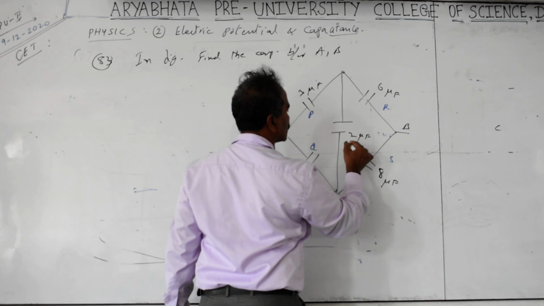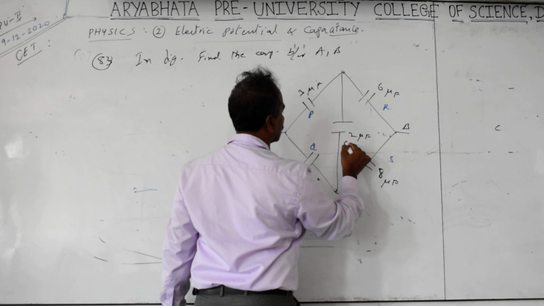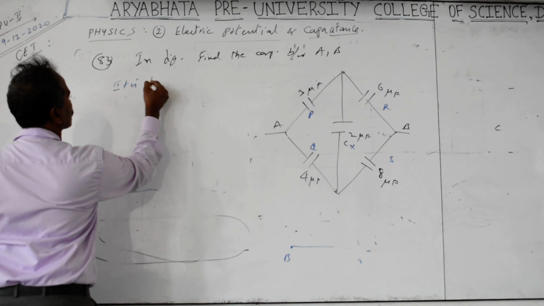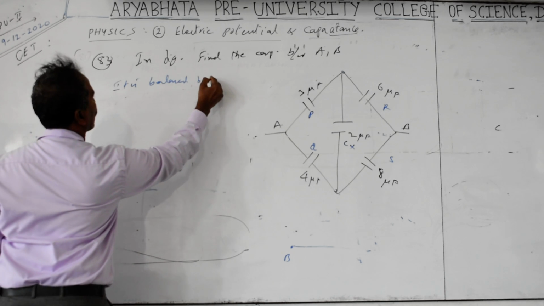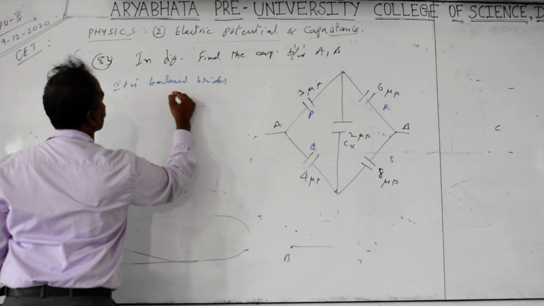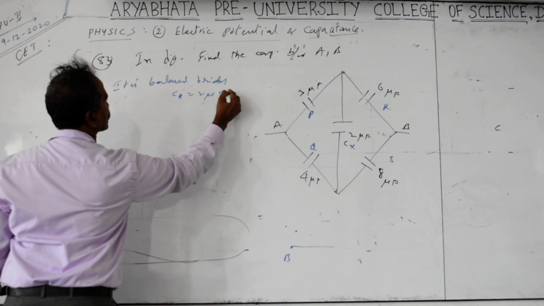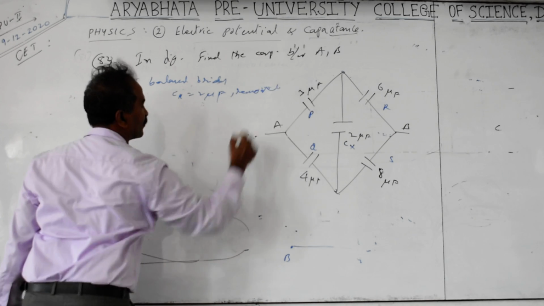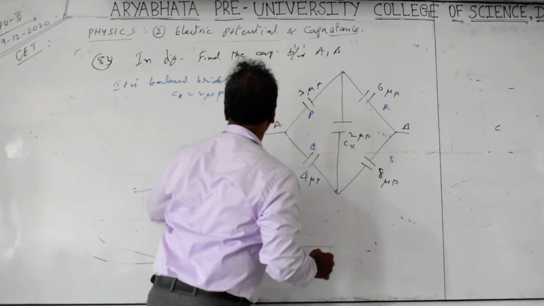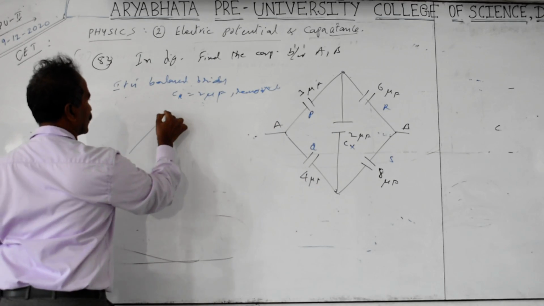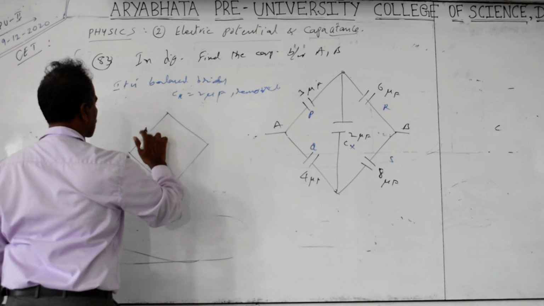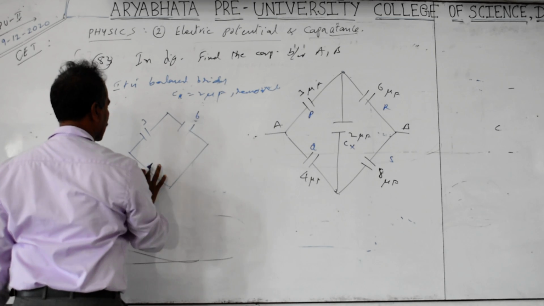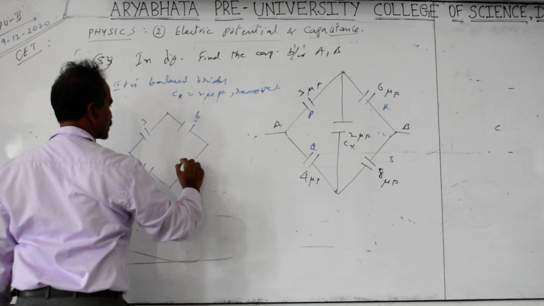What is this? I will take it as PQRS, and CX I will take. CX is removed. It is a balanced bridge. CX equal to 2 microfarads is removed. If removed, the resultant becomes only like this: this capacitor will be in series with this 3, 6, and this is 4, and this is 8.